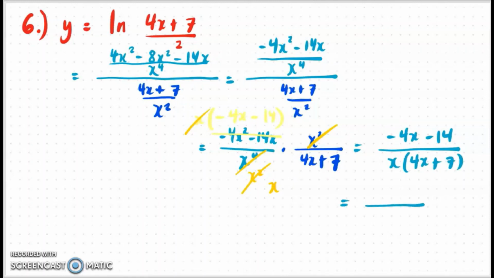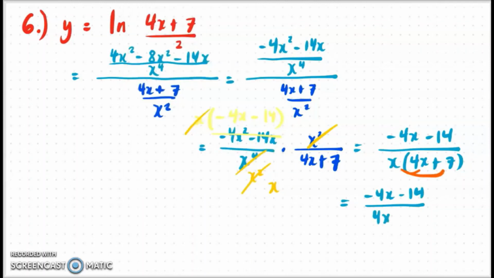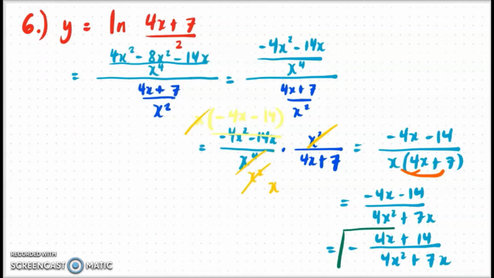And simplifying this further, we have negative 4x minus 14. And if we distribute or multiply x here, then we have 4x squared plus 7x. So that's it. Or if you want to put the negative at the middle, then we'll have negative 4x plus 14 over 4x squared plus 7x. Then that is our final answer for this example number 6.